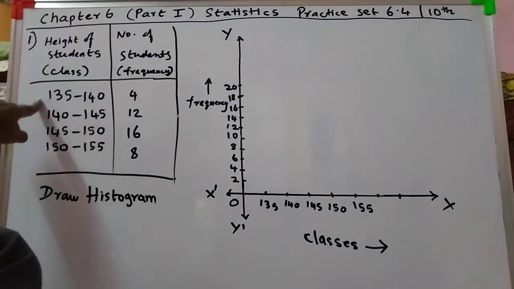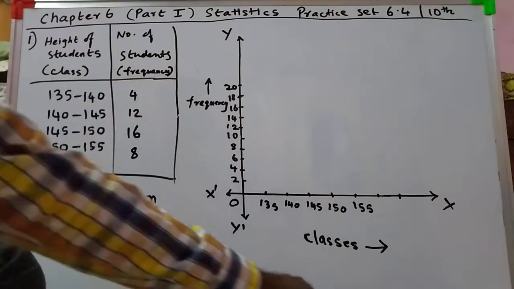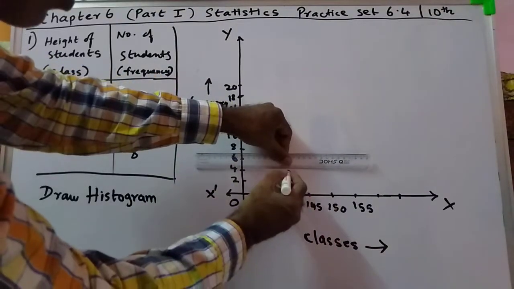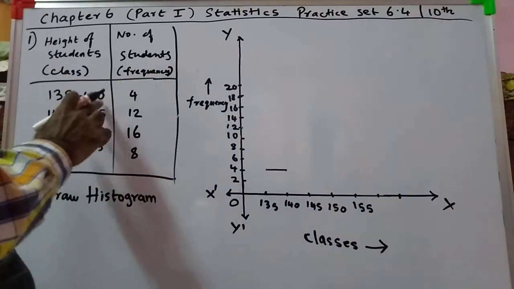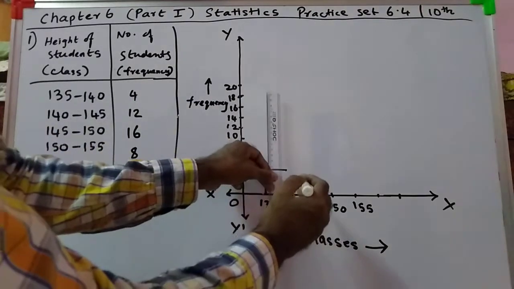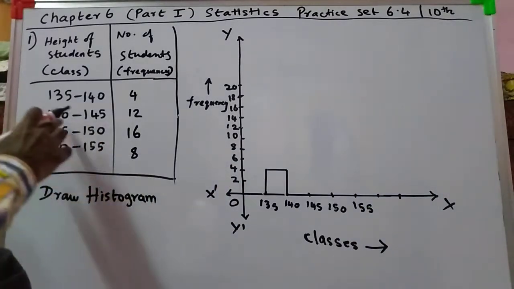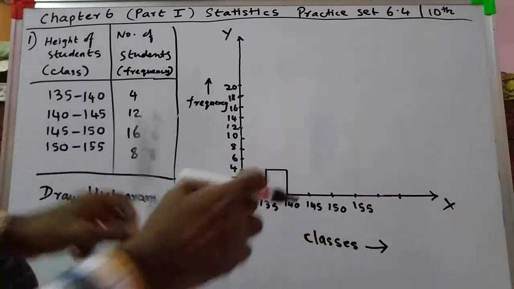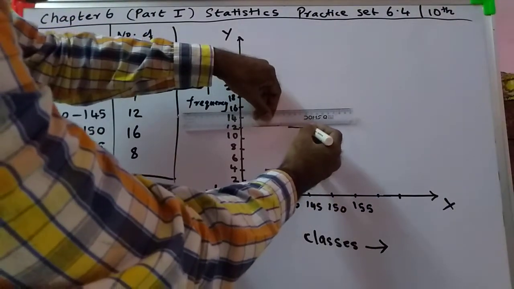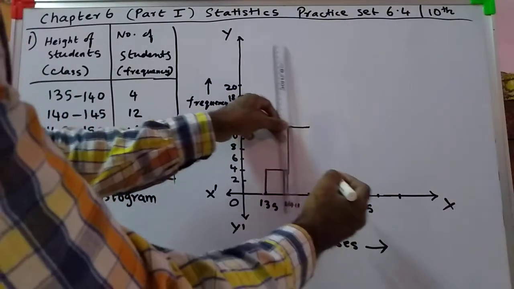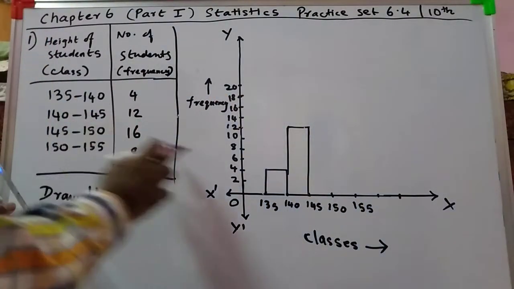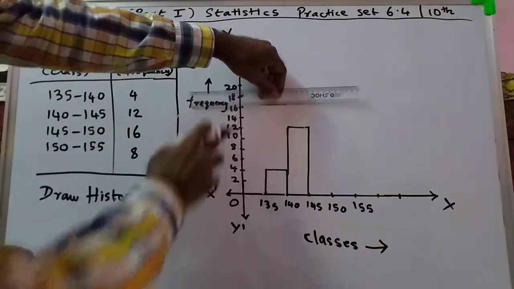Now 135 to 140, it is 4. So I have to take 4 for this. Then join it. And now 140 to 145, 12. 12 is coming. And next 145 to 150, 16. So go to 16 and plot it.